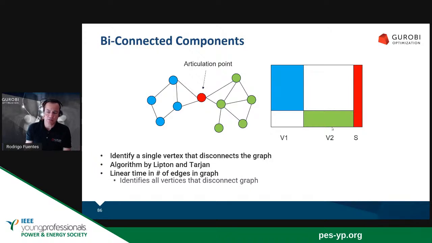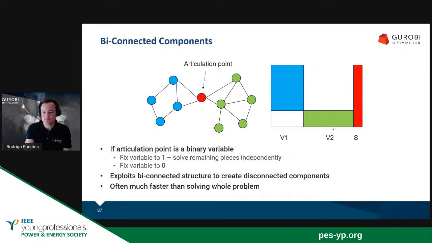There is an algorithm, Tarjan's, that can find the articulation point in a linear amount of time with respect to the number of edges on the graph. So this seems like a lot of time, but if we spend the time trying to find those articulation points, and then once we identify that point, if that's a binary variable, we can assign a value of 0, a value of 1.